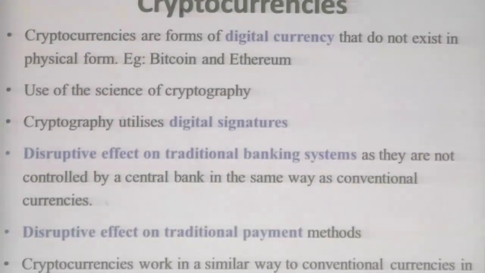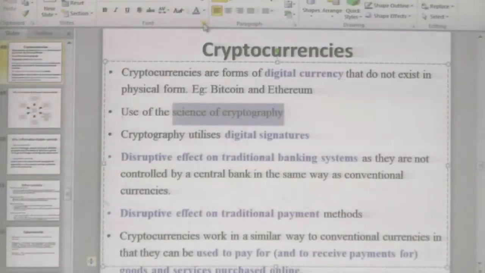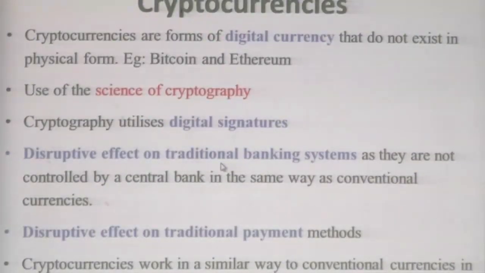In a question paper, sometimes they will ask about this: what is the science used by cryptocurrency? That is cryptography. There is a science behind that. And it has a disruptive effect on the traditional banking system. Normally every transaction should be recorded and controlled by the central bank, but in this mechanism it is not controlled. Many countries have identified this as an issue for them, but in future it will grow into an acceptable form, because money is digitalized now.